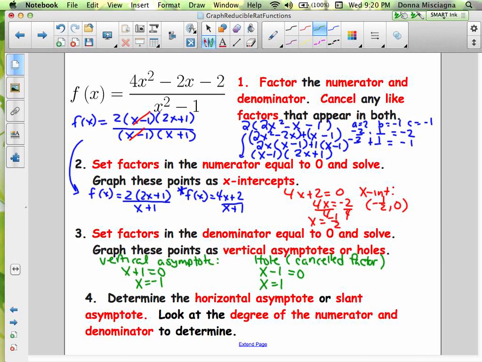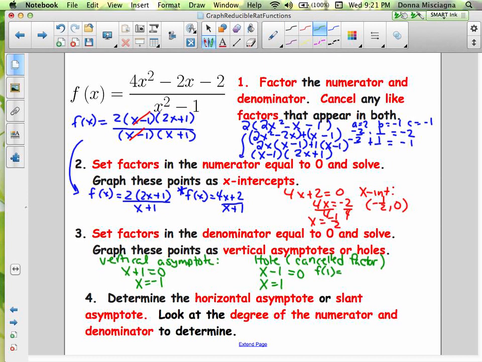Now we need a y value for that hole. To find the y value, we're just going to substitute 1 back into the reduced function. Don't ever plug anything into the original function, because things that you thought were an intercept won't be an intercept. Things that you thought were a vertical asymptote won't be a vertical asymptote. That's going to be a hole. So to have an accurate graph, we need to do everything with the reduced function. If you plug 1 into the original, you'll just have 0 over 0, and that doesn't have any meaning.